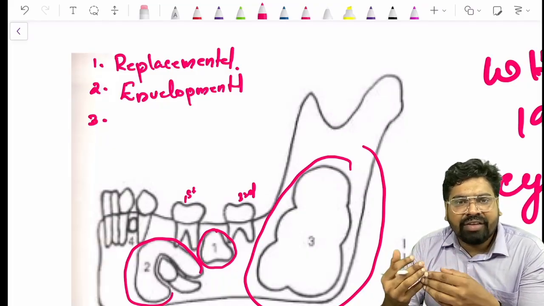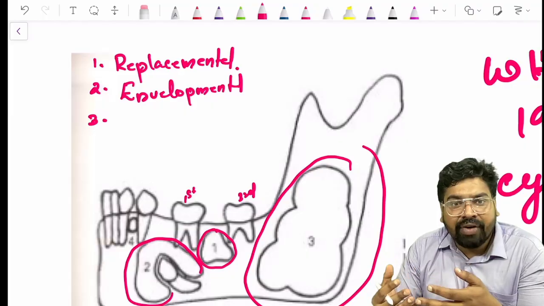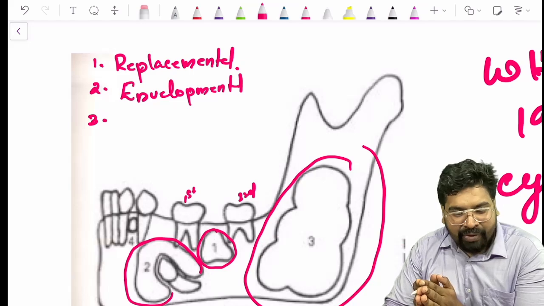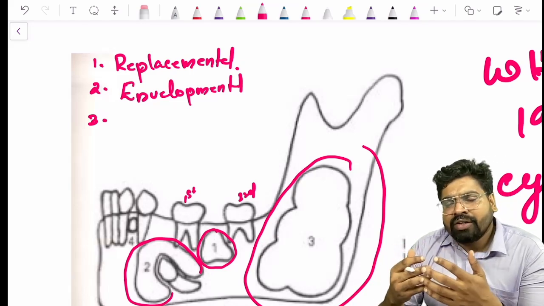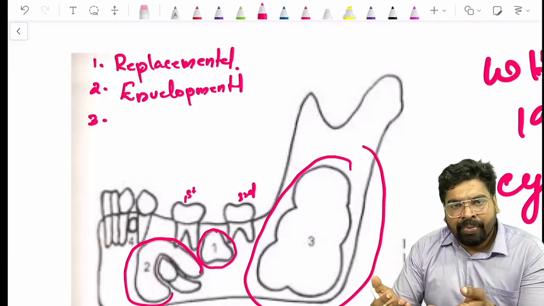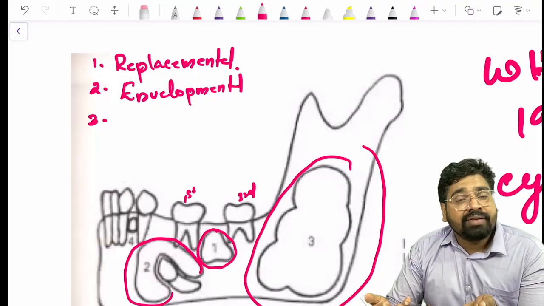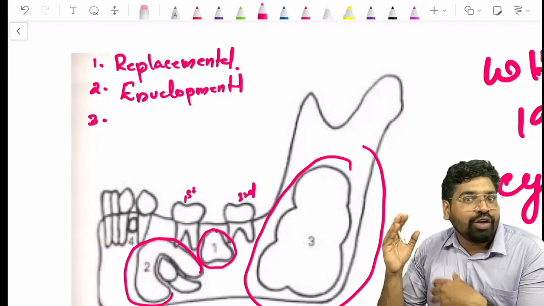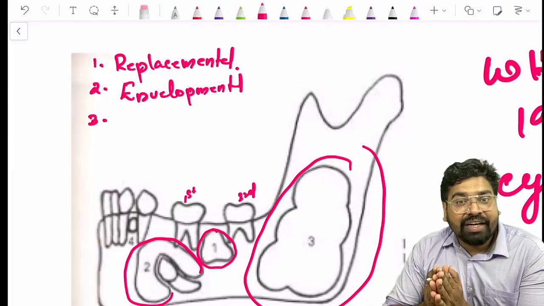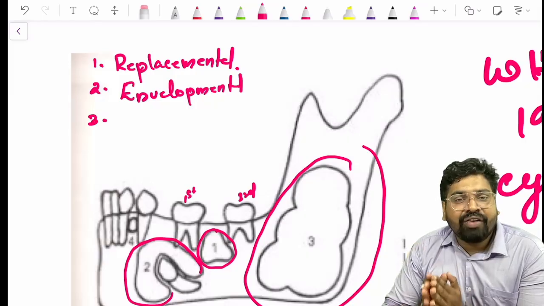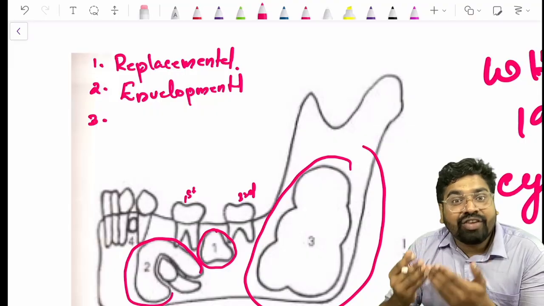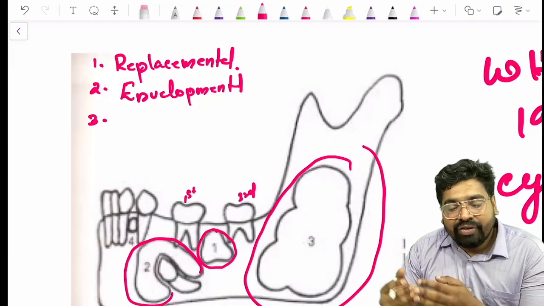From where is this OKC actually originating? From the rest of your dental lamina. Rest of serres is the main origin. OKC can originate from your dental lamina or its remnants. What is the remnant of dental lamina? I'm not going into the basics of dental anatomy; I think you are familiar with the remnants of dental lamina. The remnant of dental lamina present in the gingiva or in the bone is called your rests of serres, right? So they can arise from that.